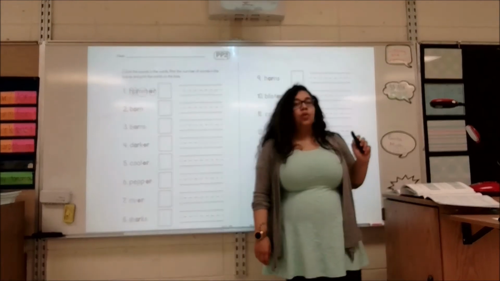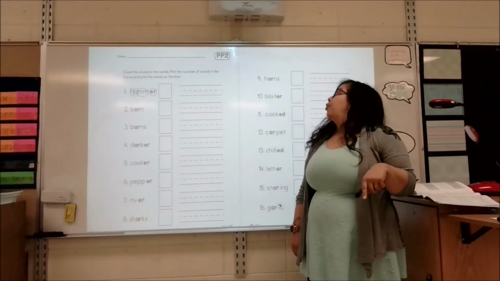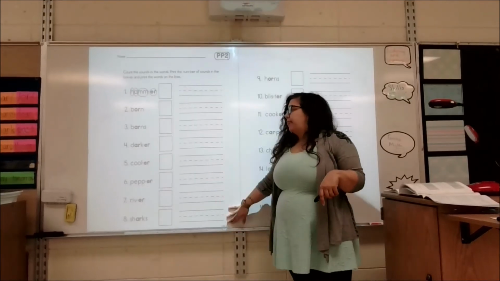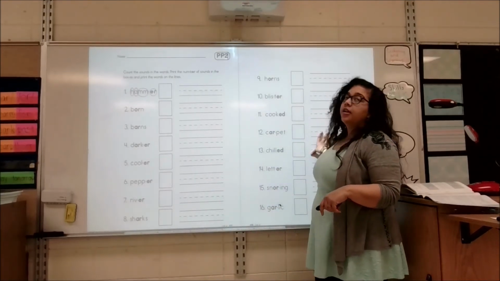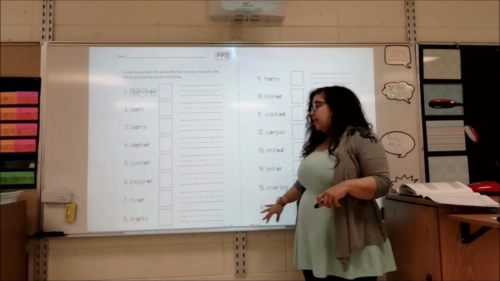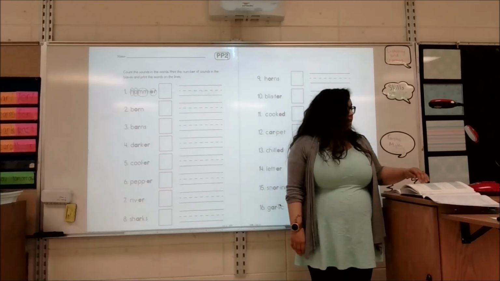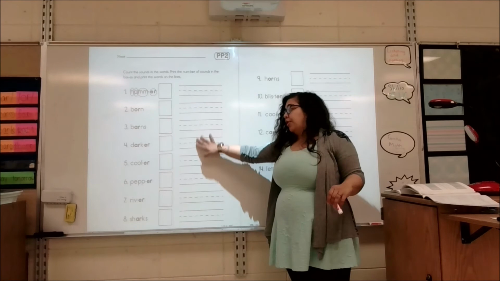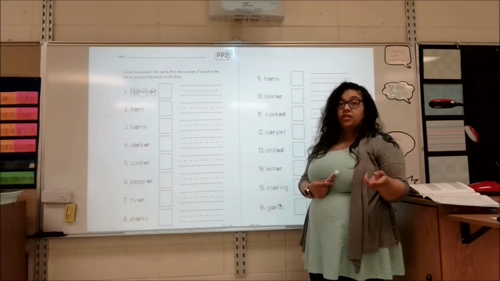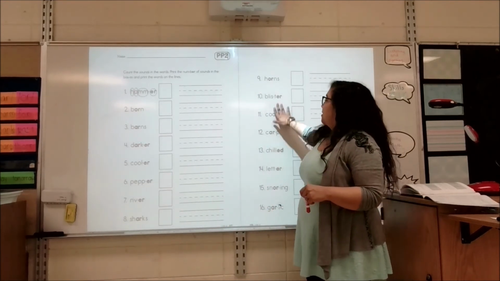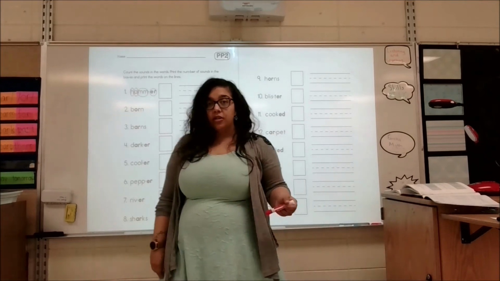Okay, so in our cat book together, we are going to do the front side of PP2. Part of what you're going to turn in today is this back side here. So let's do the front side together. The front side we're going to do together, and I'm going to prompt you to submit those answers to me. But the back side you're going to do independently and turn in those answers to me.